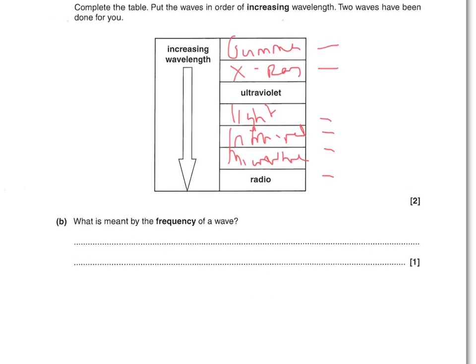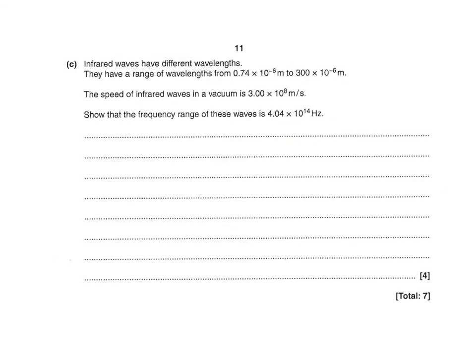So next, what is meant by the frequency of a wave? So this mark is for saying that it's the number of waves or oscillations or cycles in a second or in a unit of time. You've got to say in a second or unit of time. So a number of waves in a second would get you a mark. Instead of saying number of waves, you could say number of times a crest, trough, or peak of a wave passes a point each second. That would also be fine. But you can't say peaks and troughs. That would lose you the mark. That is incorrect.